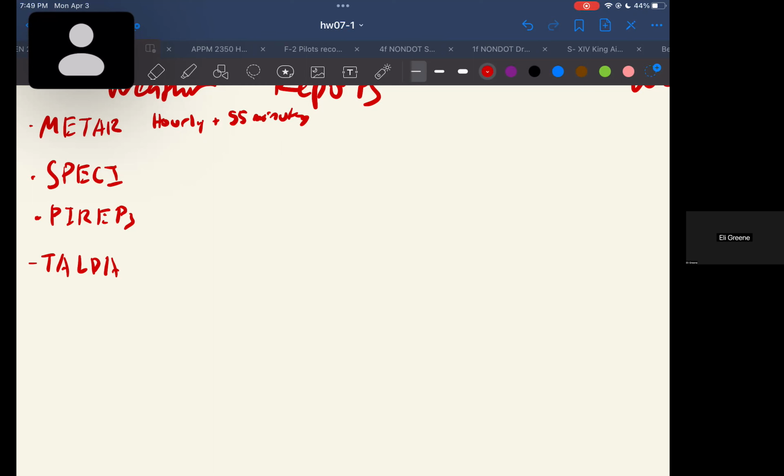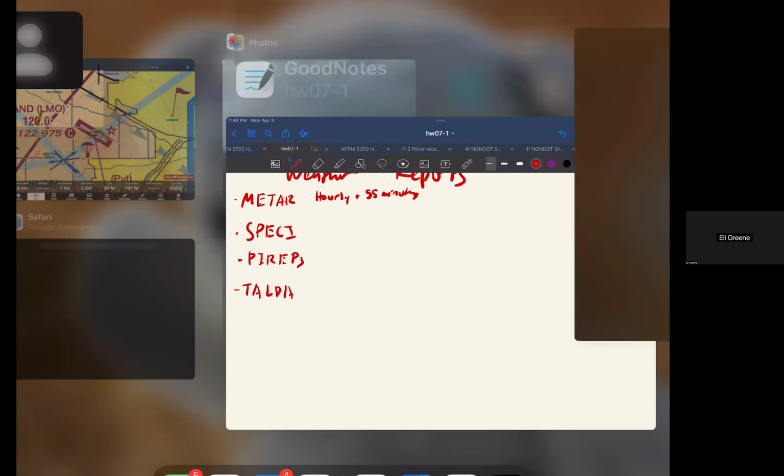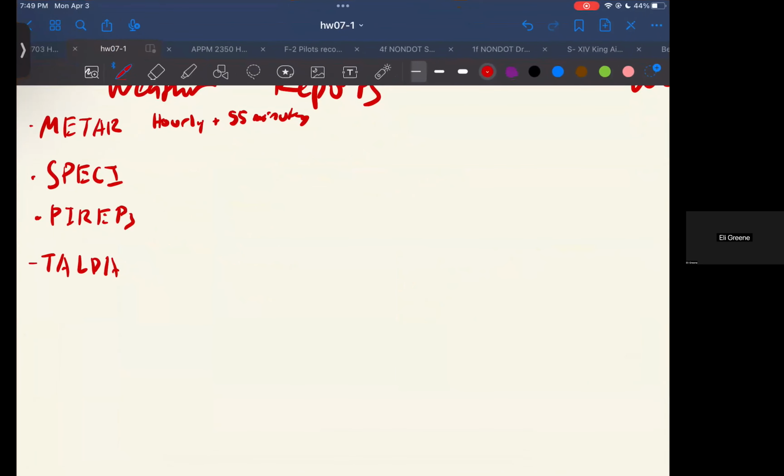So 9.4 is not actually the pressure at sea level, because there's no sea level here. The point is that it would be what the sea level pressure would be in order to make Denver at that height. Does that make sense? Denver's at a certain altitude.